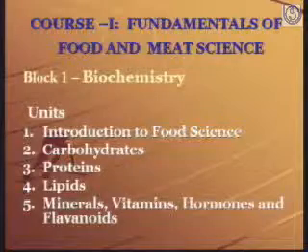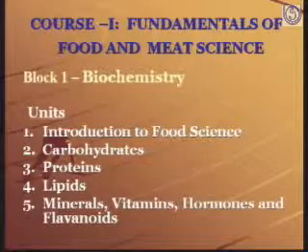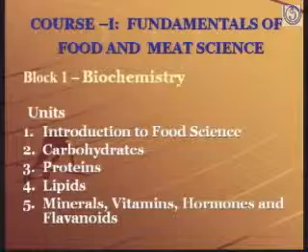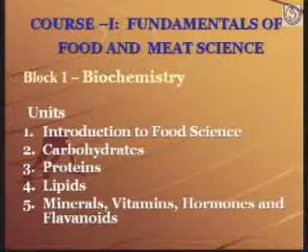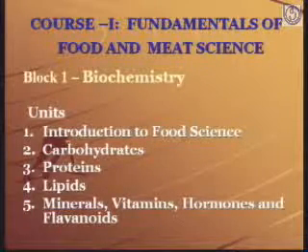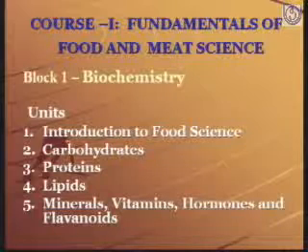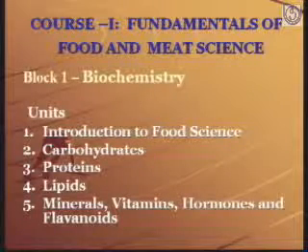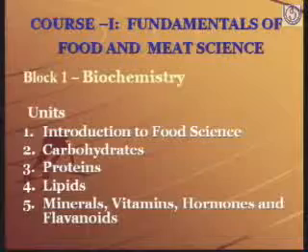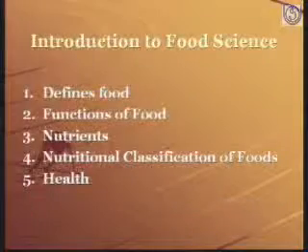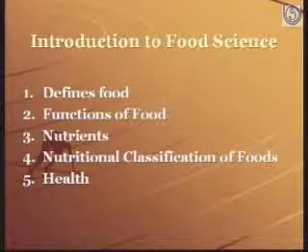Block 1, biochemistry, consists of 5 units. The first unit is Introduction to Food Science, then carbohydrates, proteins, lipids, minerals, vitamins, hormones and flavonoids. So I will take one by one. The first unit is Introduction to Food Science.